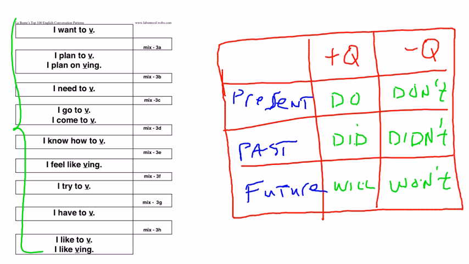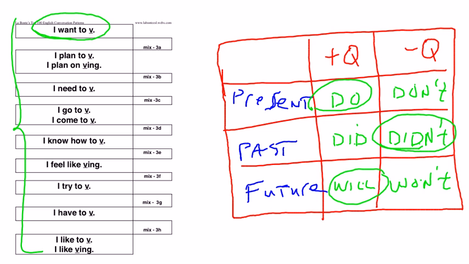What I do at the beginning is I start with "I want to." I ask them a variety of different questions. Do you want to study? Didn't he want to study? Will he want to study? When I ask the question, they have to respond using the same pattern and the same tense.